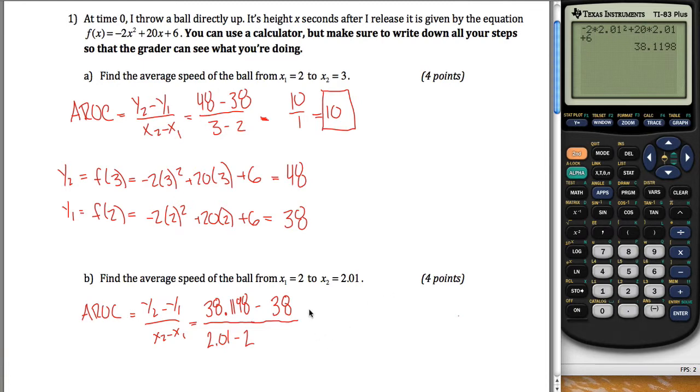Alright, back again. So we plugged in these numbers that we got. If you do the calculations, y1 I already figured out was 38, and 38.1198 minus 38 is just 0.1198.